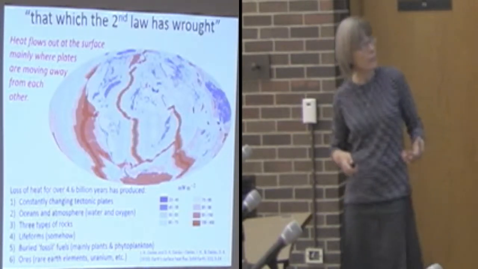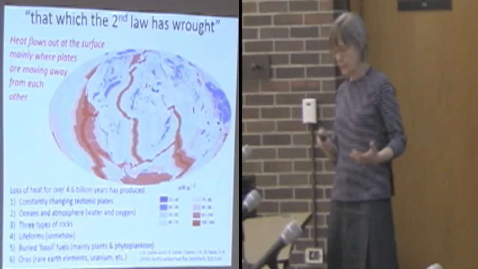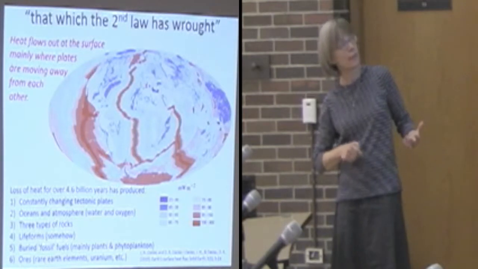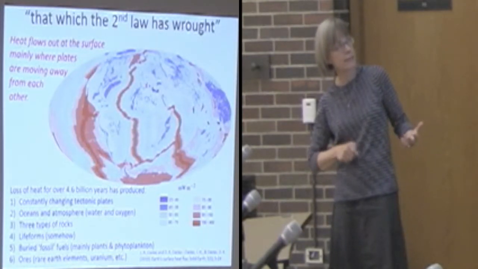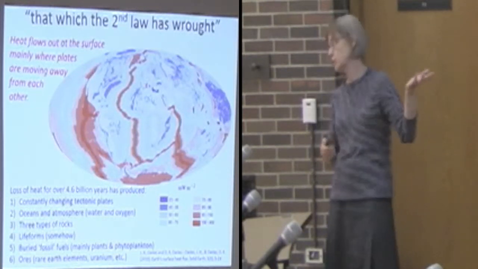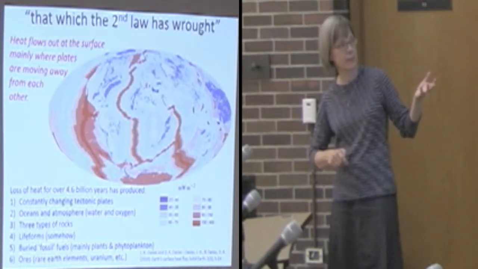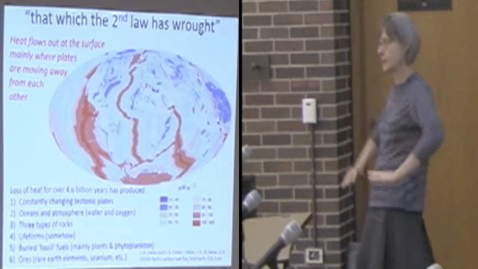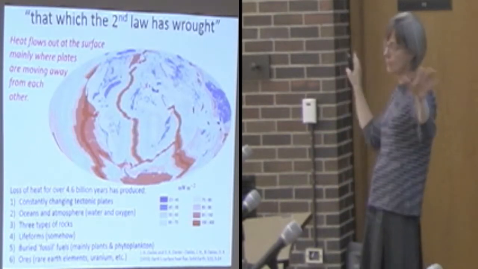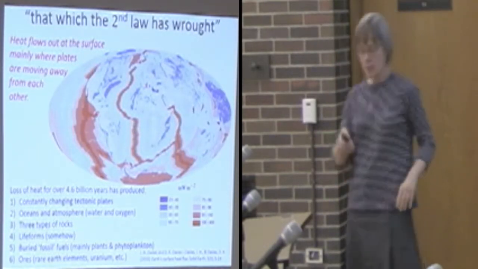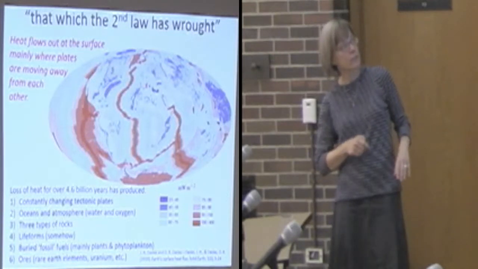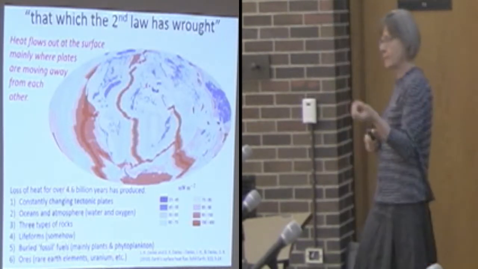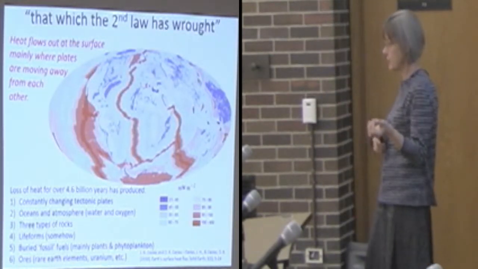Okay, so this is a map of the Earth showing where heat is coming out, a distribution of how much heat is coming out. So heat is coming out more at places where this hot material is coming up and pushing plates apart. And on continental land masses, that's where the least amount of heat is coming out.